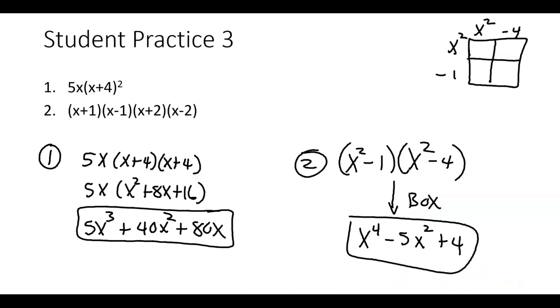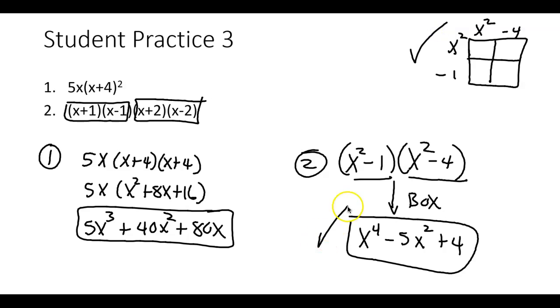So for number 1, I would start by replacing the x plus 4 squared with 2 of the x plus 4s. That's a shortcut, so I get x squared plus 8x plus 16. That's shortcut number 1. Then you distribute. On number 2, we have 2 shortcuts, and they're both shortcut number 2. So we do shortcut number 2 on that to get here. We do shortcut number 2 on that to get here. After that, you're going to use the box method for those, and you would end up with that.